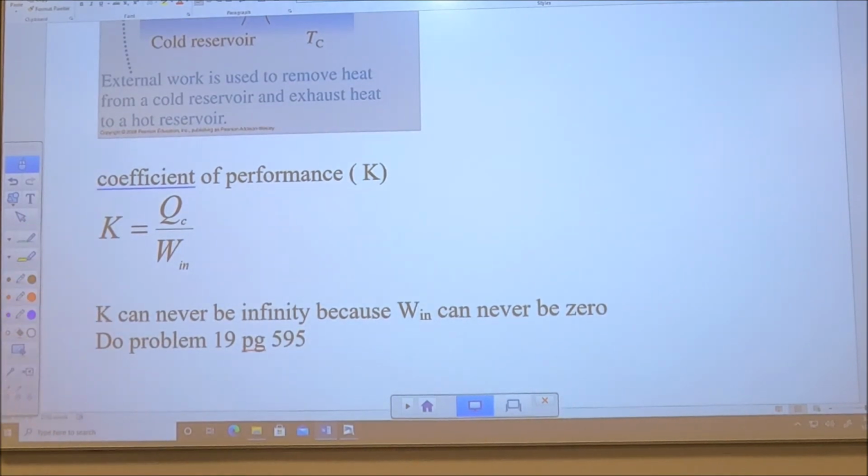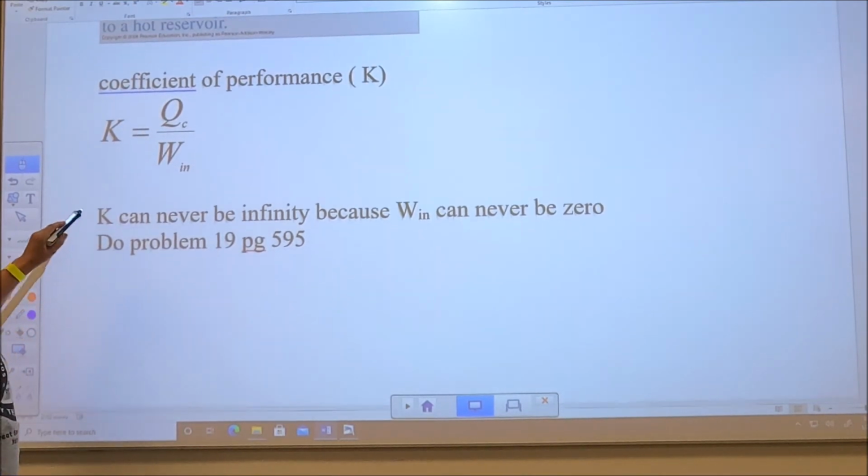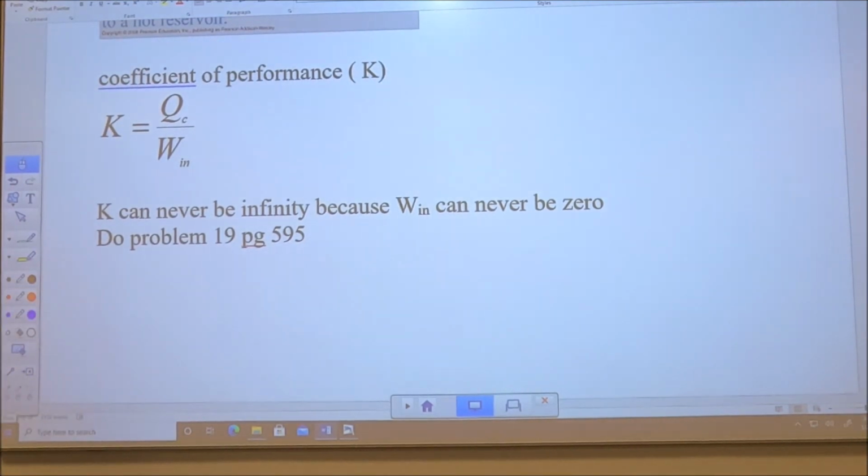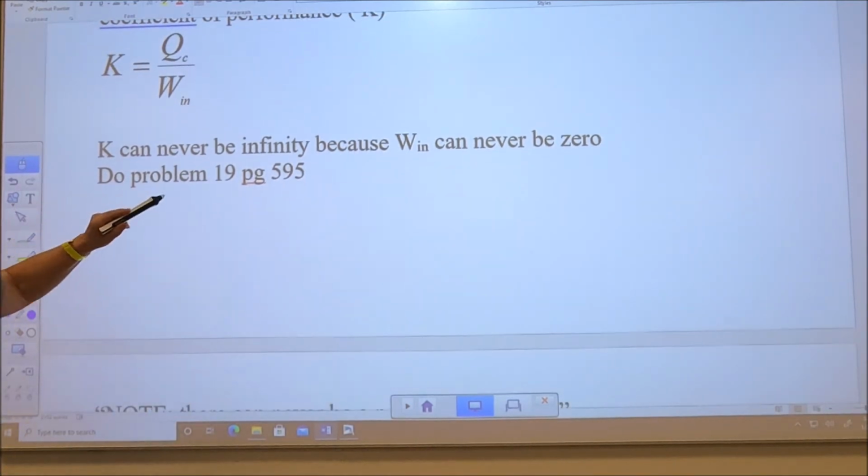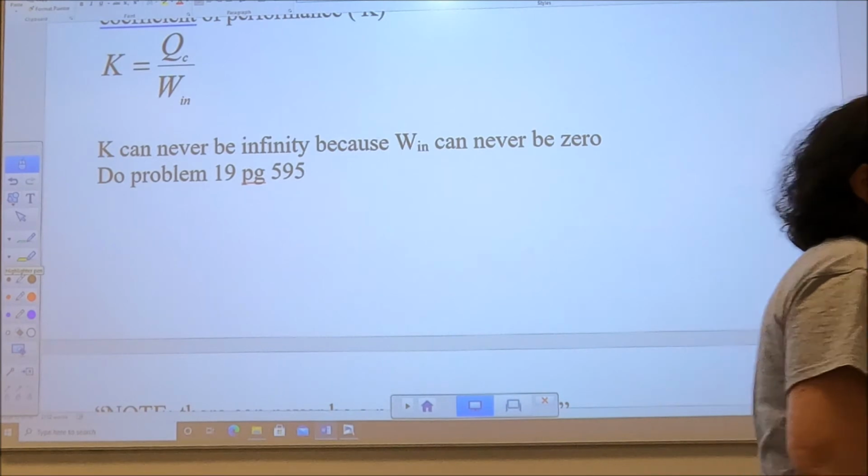For refrigerators and air conditioners, we talk about performance. Okay? The coefficient of performance is always QC divided by work in. Okay? K can never be infinity because work in can never be 0. So let's look at problem 19 on page 595.